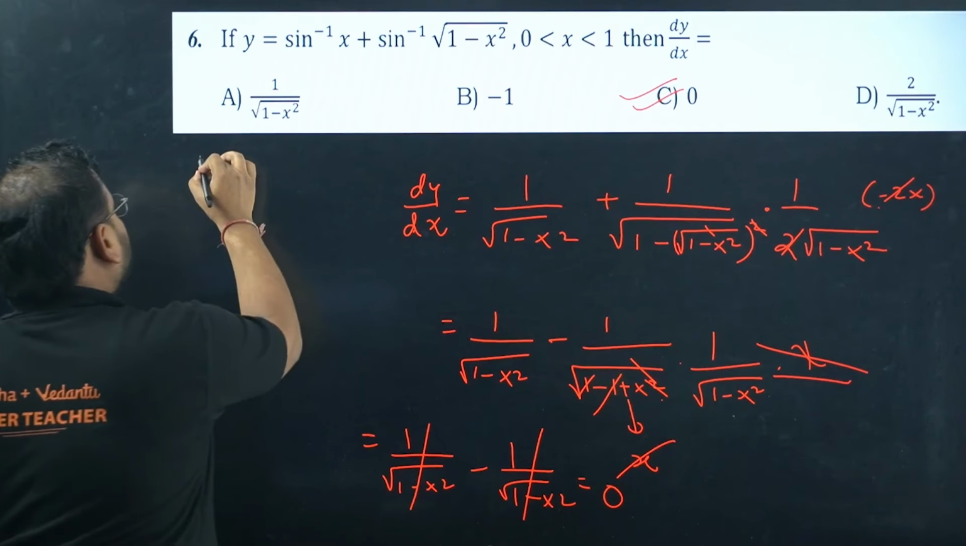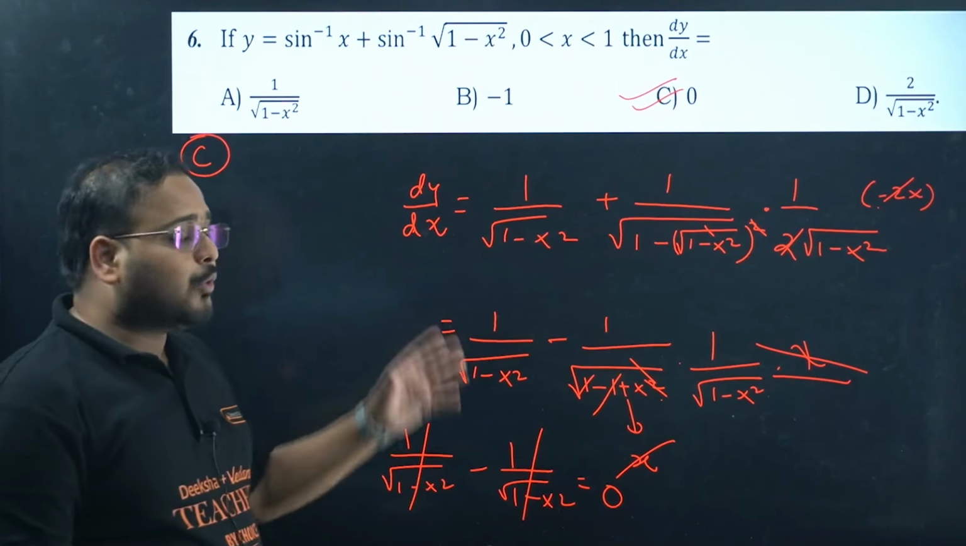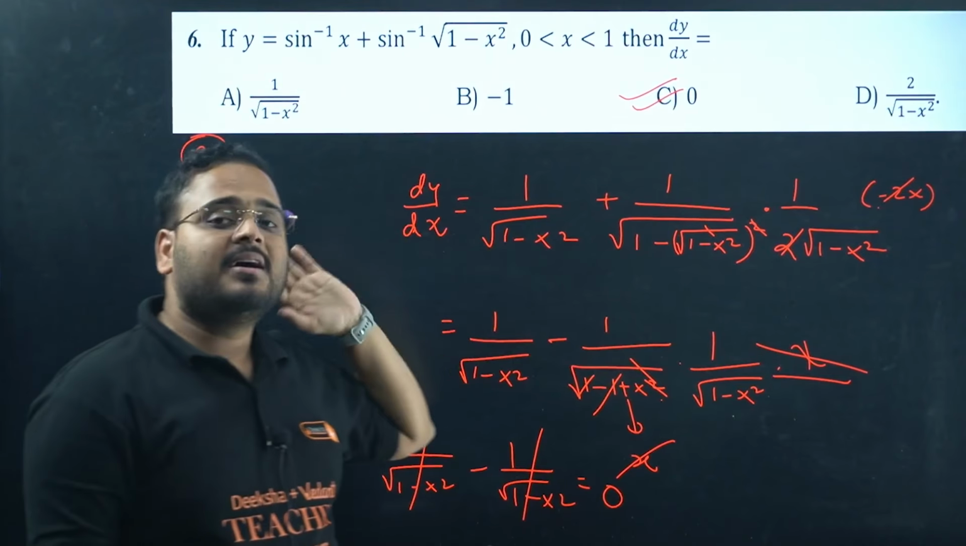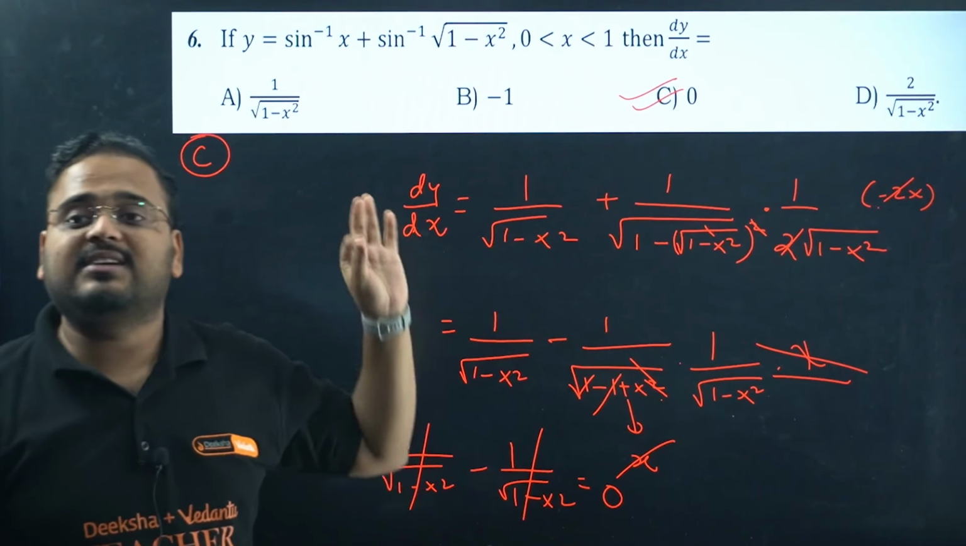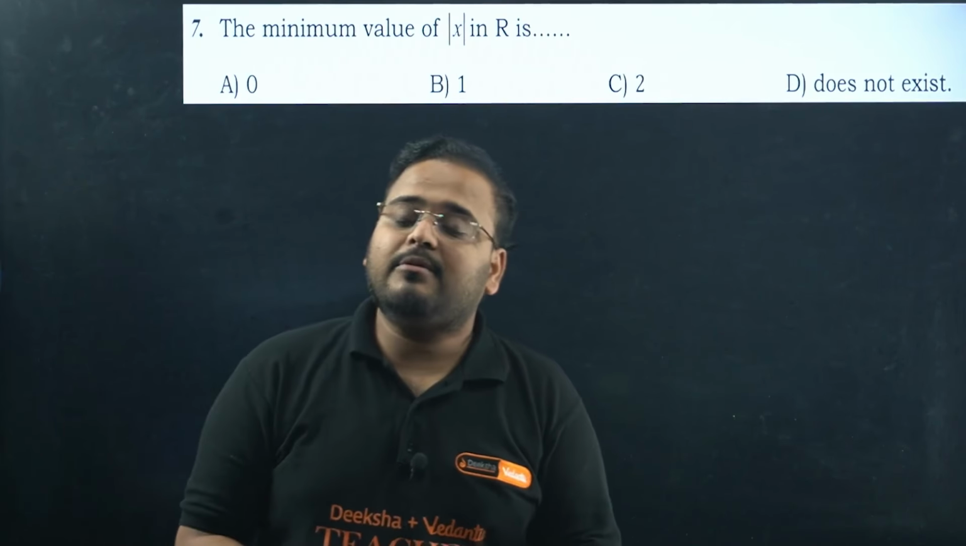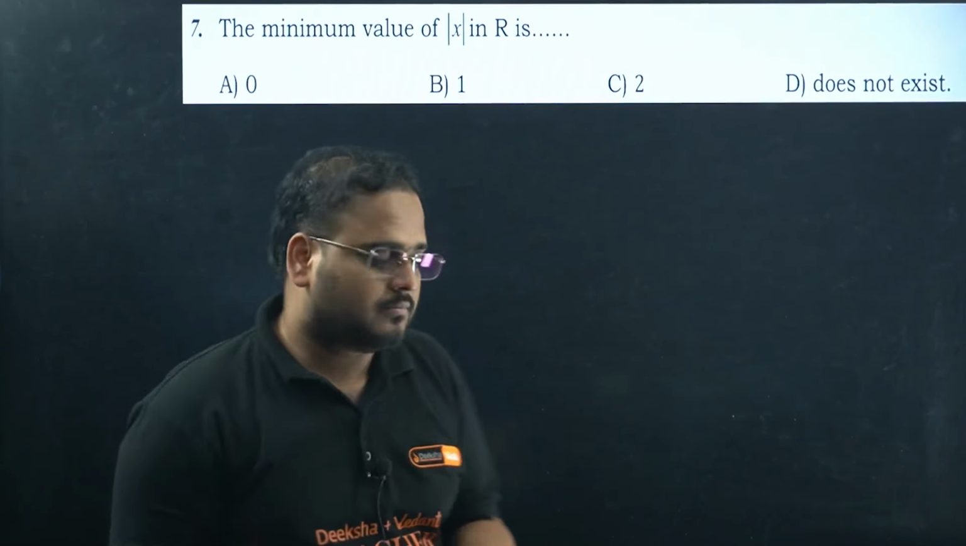Okay, answer will be 0. Again, I'm doing all the steps so that this is the last effort on the model paper side. I don't want to be confused anymore in this kind of questions. Okay, next, seventh one. Minimum value of mod of x is what?